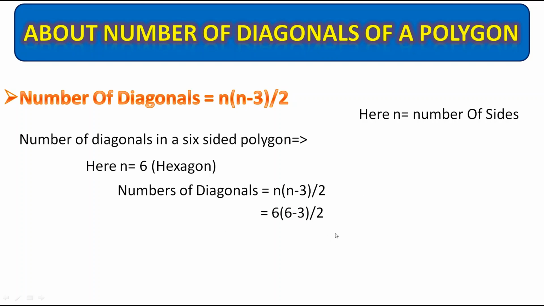So first we have to solve this. 6 minus 3 gives 3. So 6 into bracket 3 upon 2. 6 3s are 18 upon 2, which will give you the answer as 9. So number of diagonals is equal to 9 in the figure hexagon.